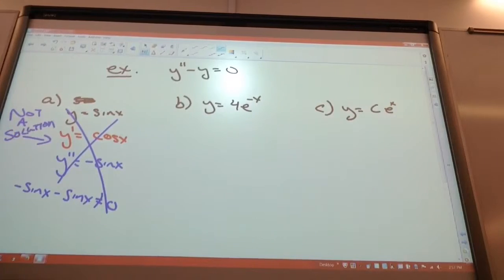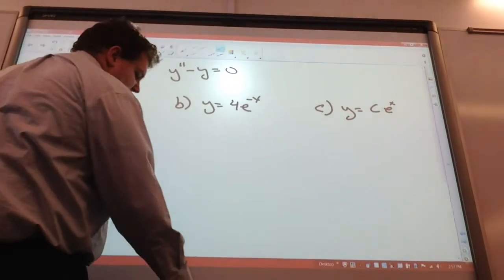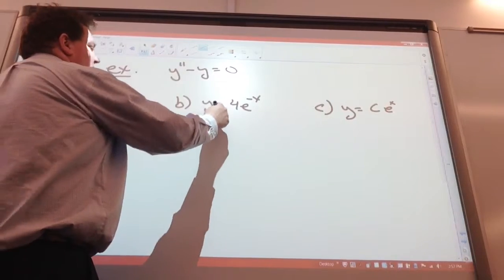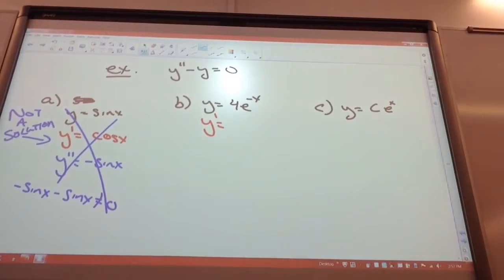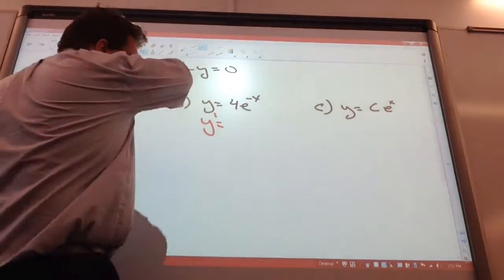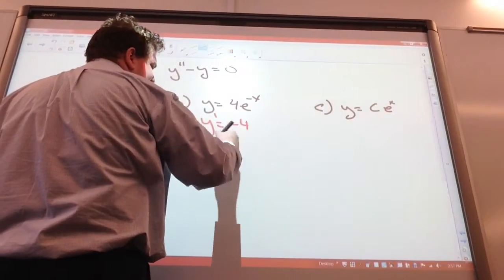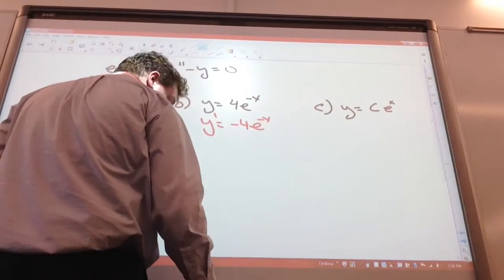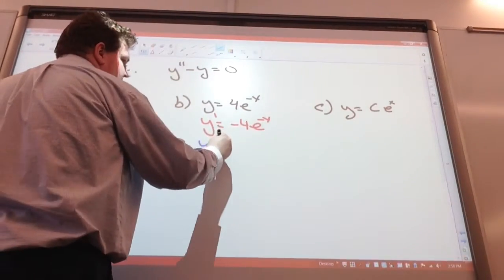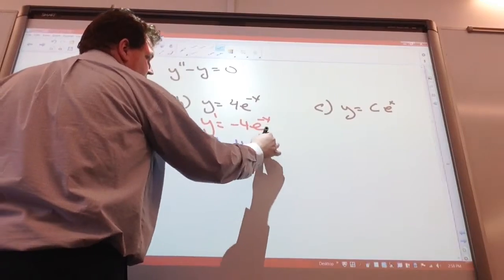How about this next one right here? What's y prime going to be? Negative 4e to the negative x. Remember, it's e to the x, so it's 4e to the negative x. That part repeats, and then you multiply it by the derivative of negative x, which is negative 1. So negative 4e to the negative x. So what's the second derivative then? It becomes positive again.